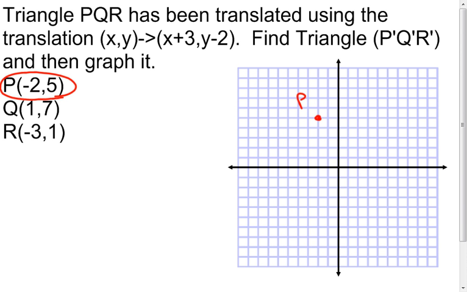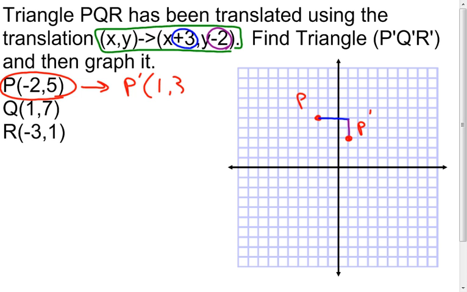Now, I look up here at my translation, this right here, and I look into it and see it tells me I'm going to have to go 3 to the right and down 2. So I go 3 to the right, 1, 2, 3, and I go down 2, 1, 2, and then this point right here is my P prime. Now, being I'm on the coordinate grid, I can figure out the location of that. So I go to my origin, go 1 to the right, up 3. That's going to end up at P prime, which is at (1, 3).